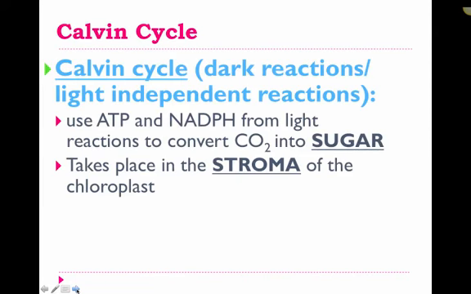The light-independent reactions, also known as the Calvin cycle, or the dark reactions, use ATP and NADPH. So they use the full battery, in other words, the energy, from the light reactions to convert carbon dioxide into sugar or food. This takes place in the stroma of the chloroplast, and we'll take a look at a diagram in just a minute. The stroma is the space in between the thylakoids. In other words, it's kind of like the open space or empty space within my chloroplast.